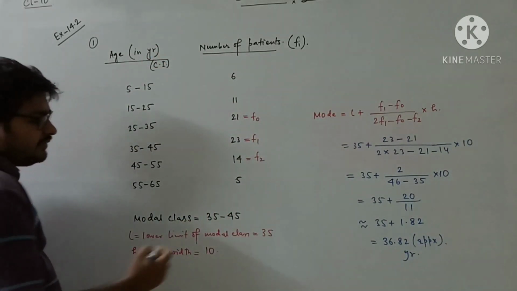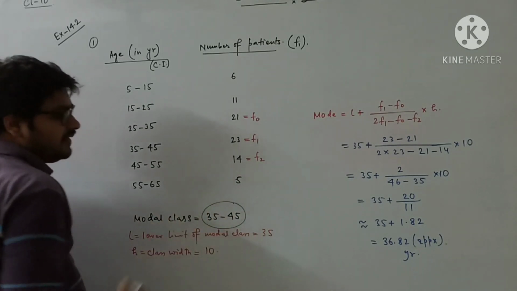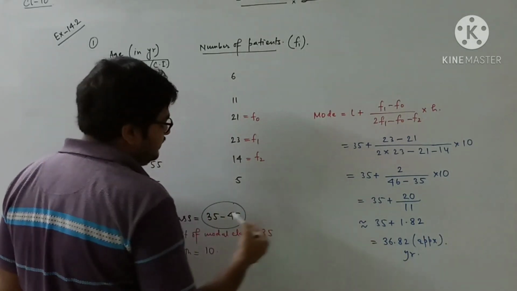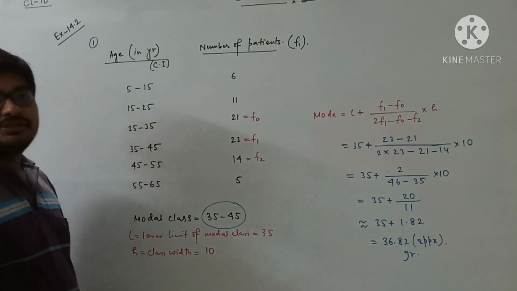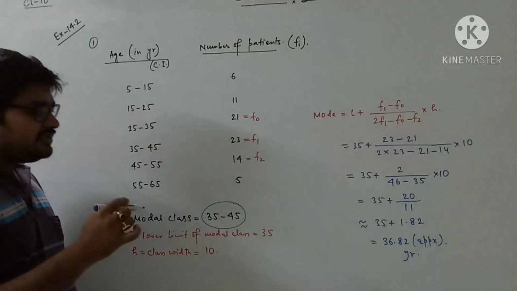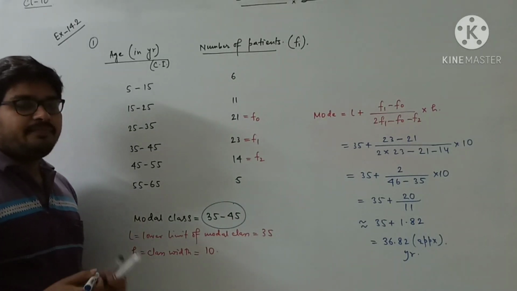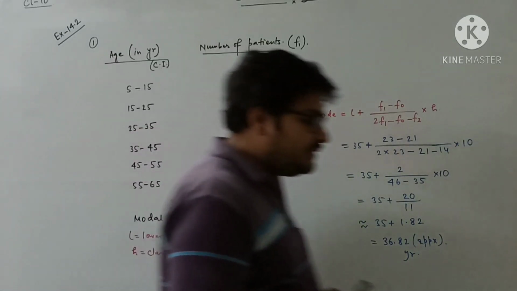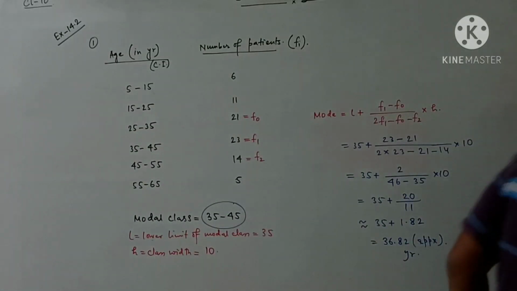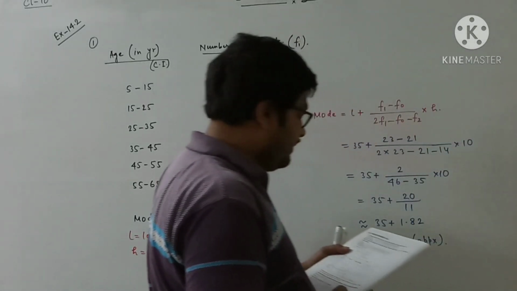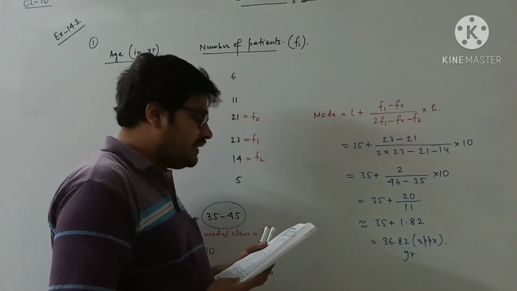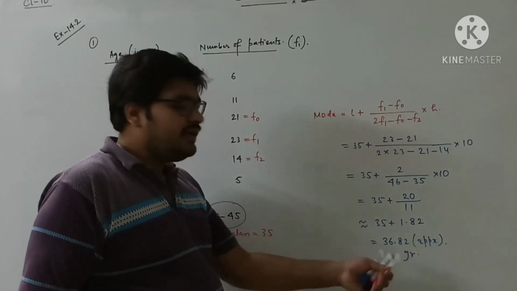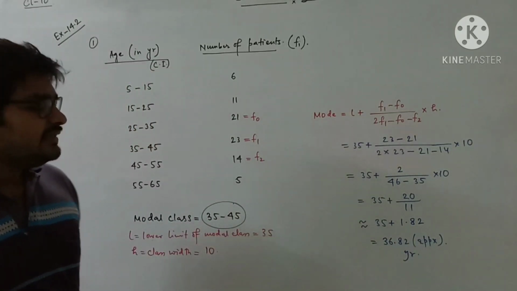Now you see what your class interval was: 35 to 45. See, your modal value is in between this, so that means your answer is correct. The final answer, what will it be? The question given was to find the mode of the given data, so you already got our answer. No extra final answer is there.